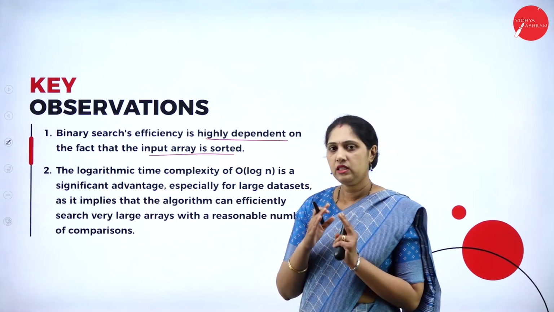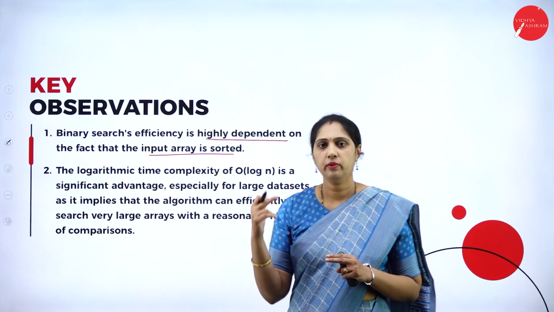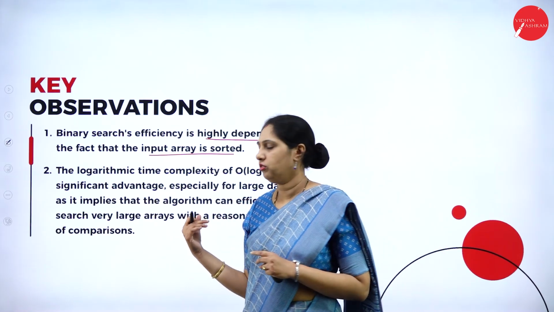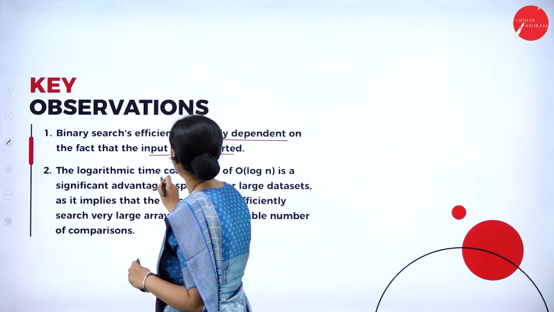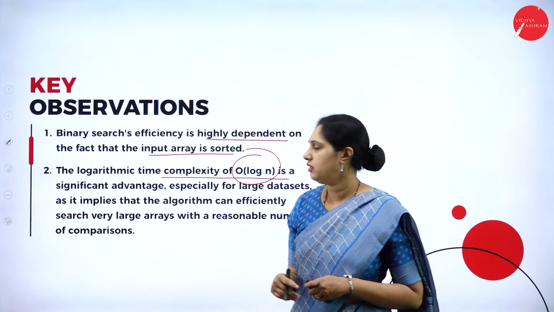Linear search means each element is compared one by one. In binary search, we divide. How do we divide? Based on the sorted array. If it is not sorted, we don't get the key element. So the logarithmic time complexity is big O of log n. We have already discussed this.